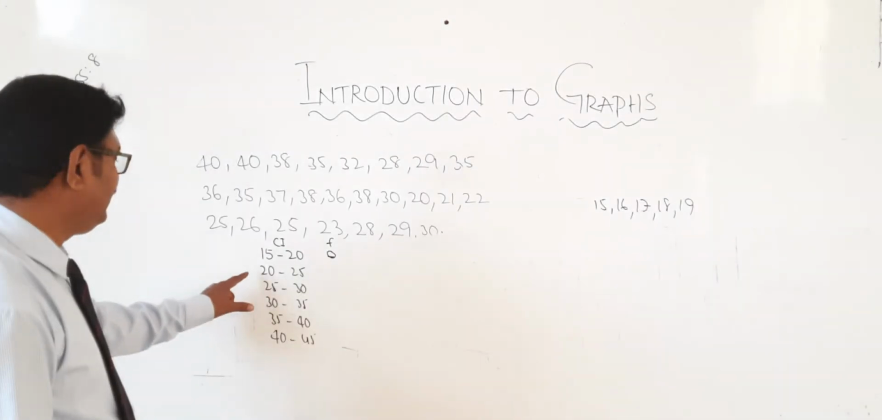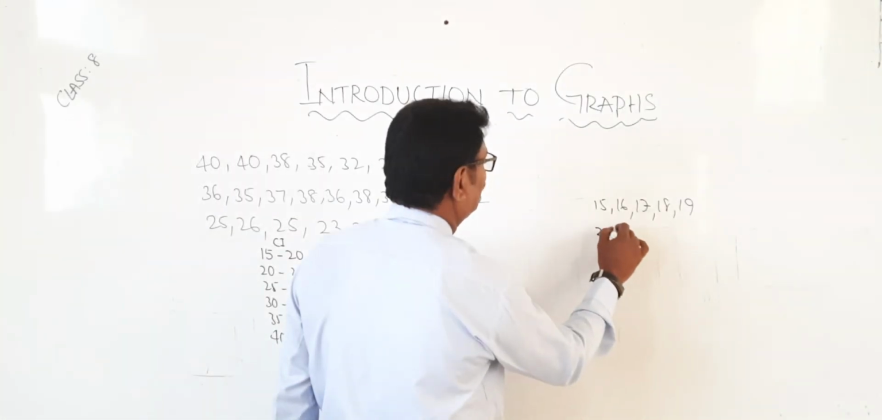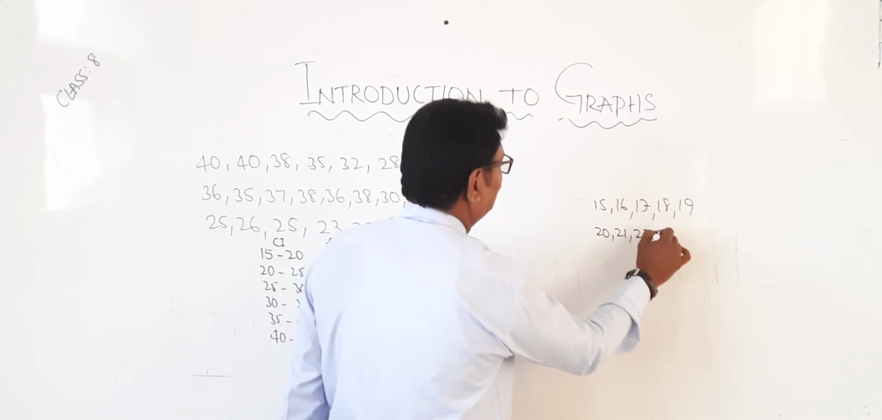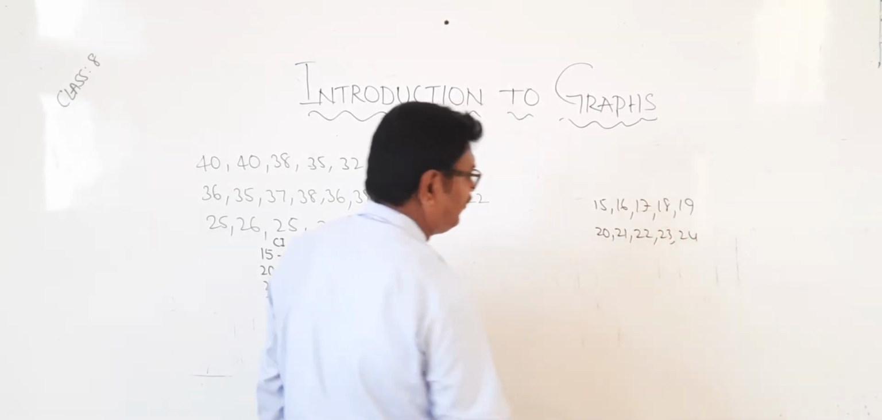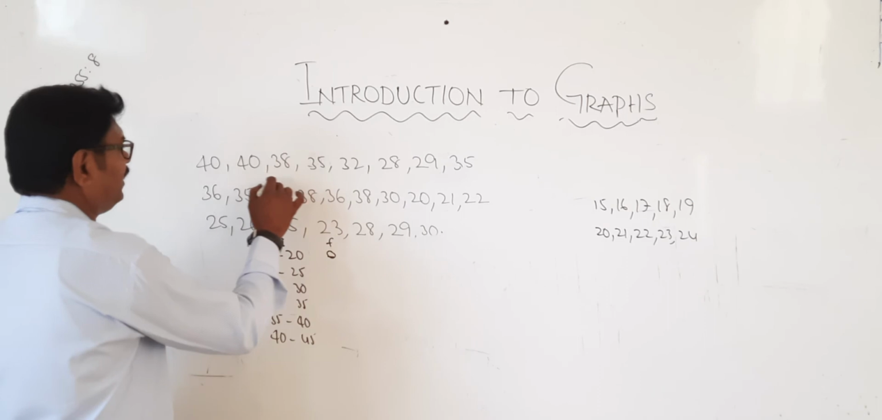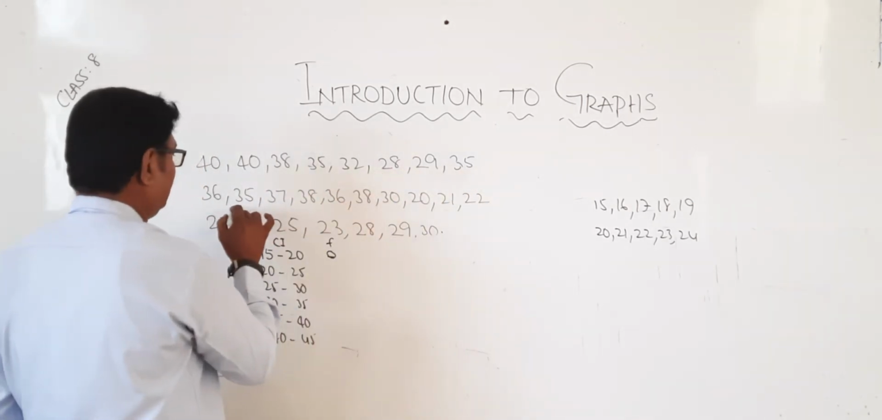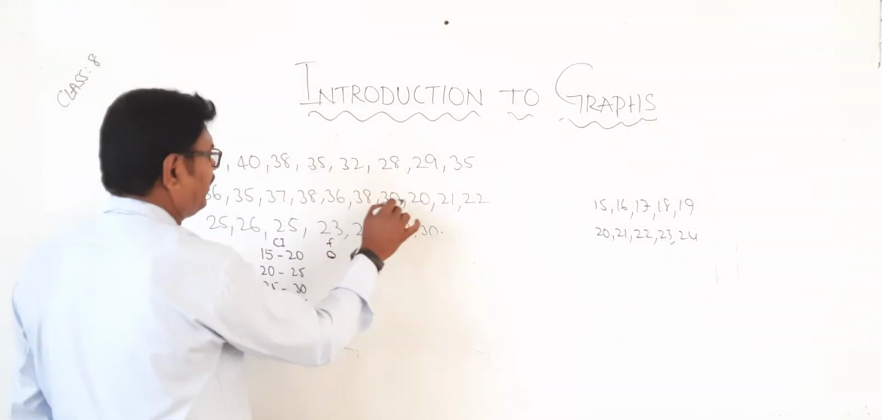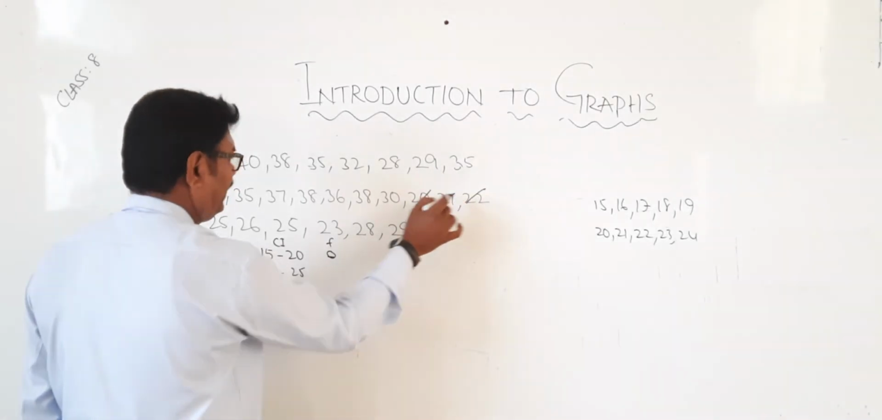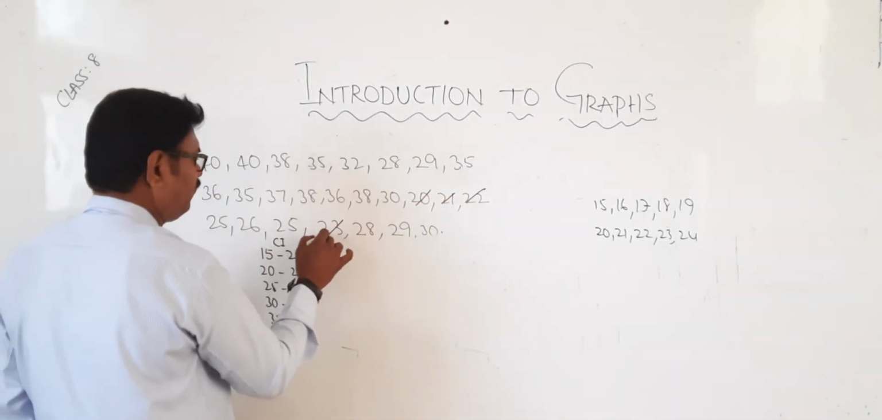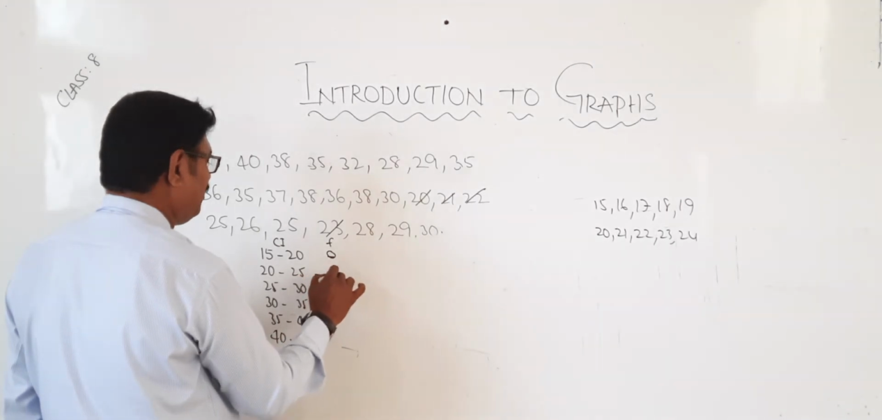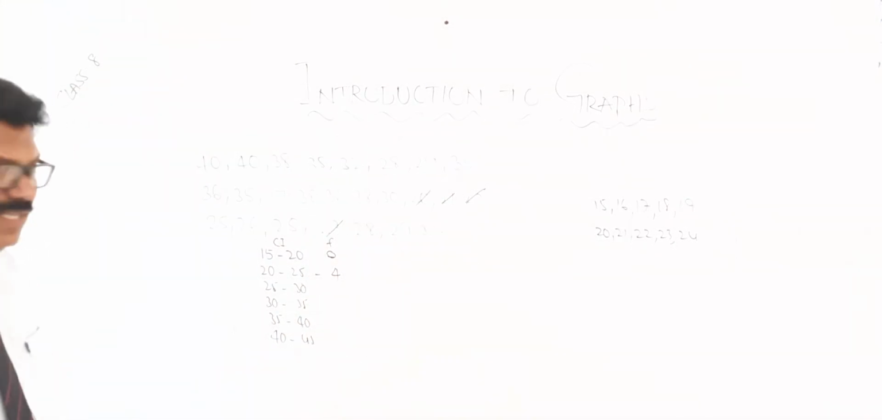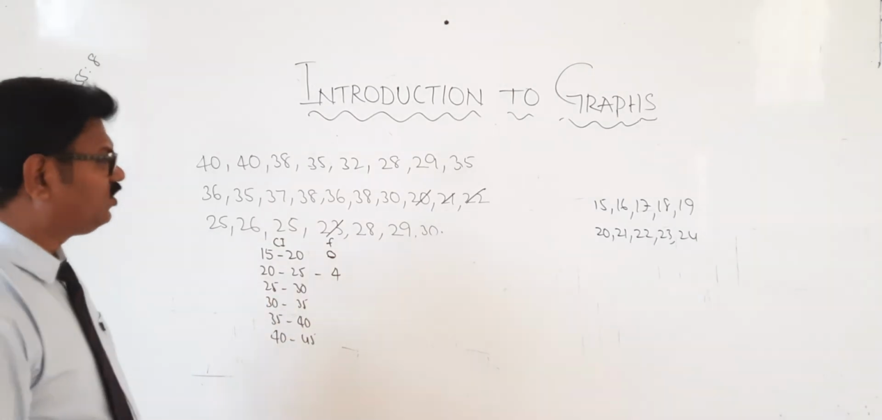Next. 20 to 25. 20 to 25 means the person who scored 20, 21, 22, 23 and 24. They will come in the second group. 25 will not come. Okay na? Yes. Till 25 it will be 1, 2, 3, 4. That means what? How many? 4 persons.